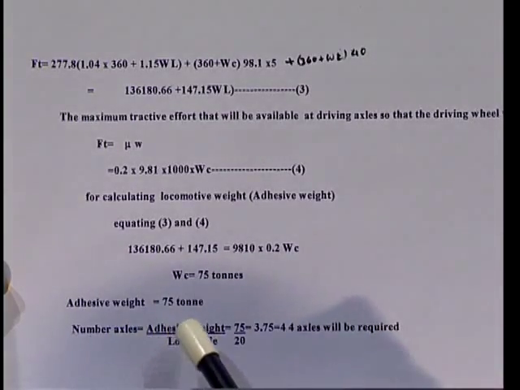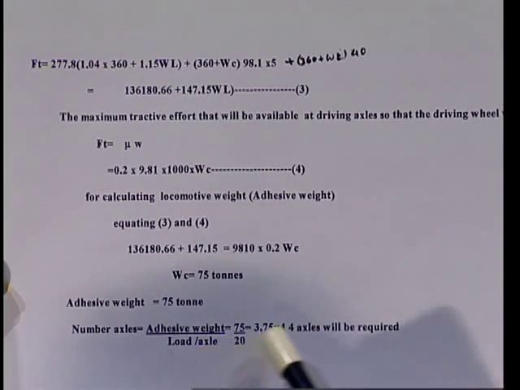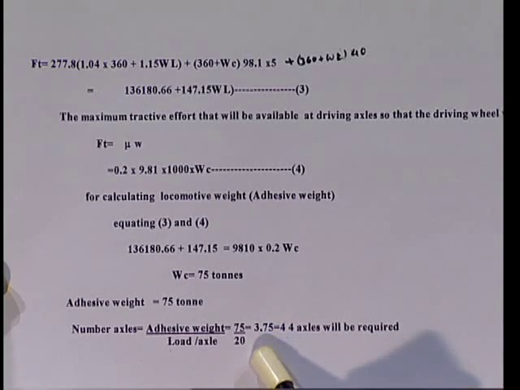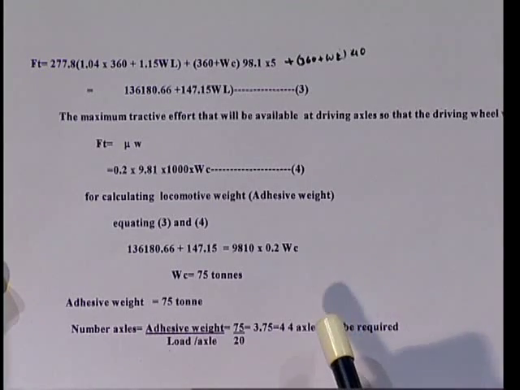The number of axles will be equal to the adhesive weight divided by the load per axle, that is 75 by 20, that is equal to 3.75, roughly 4 axles. That is, 4 axles will be required for giving the maximum tractive effort of a locomotive. Okay, let us see the next problem.